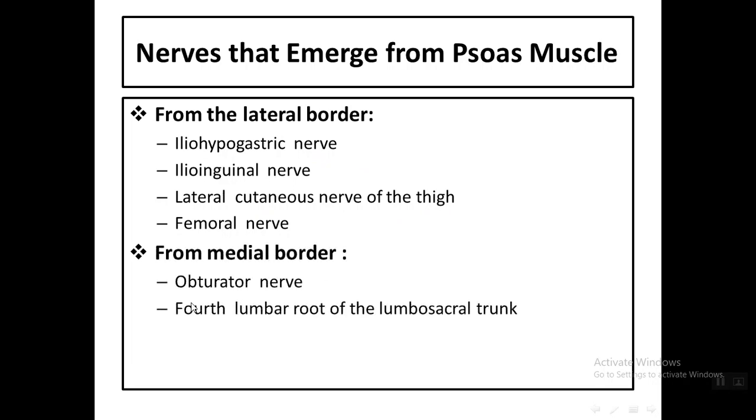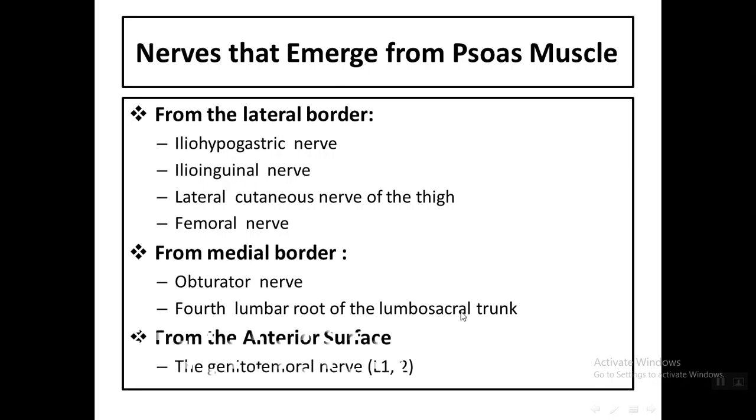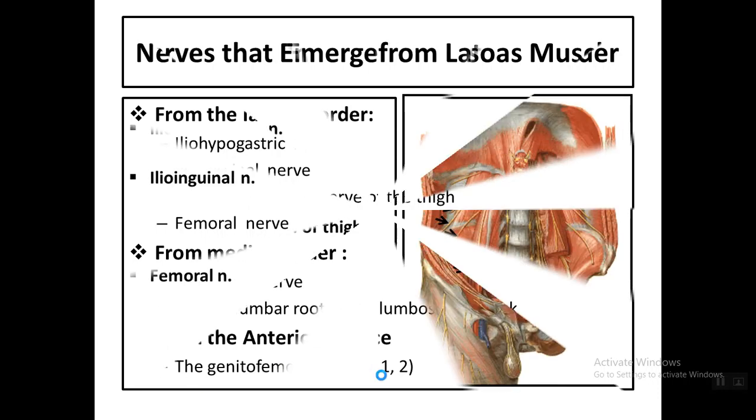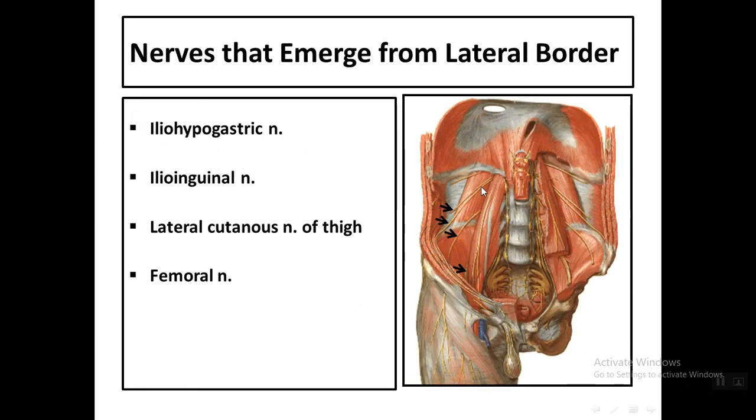From the medial border we have the obturator nerve and the fourth lumbar root of the lumbosacral trunk. From the anterior surface we have the genitofemoral nerve. Here we can see these nerves arranged from above downward from the lateral margin of the psoas major.